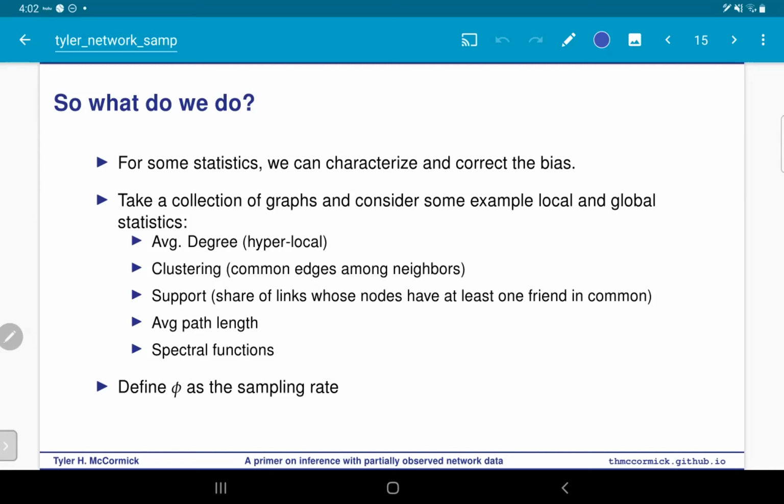Moving up in complexity, in terms of the higher order properties of the network, to things like clustering, which of course depends on common edges amongst the neighbors, to something like support, which is asking what share of links have nodes where at least one of those has a friend in common. So now we need to think about not just the edges amongst the neighbors, but the connections that the neighbors have. And then graph level statistics like average path length and spectral functions. So for all these statistics, we can at least get some direct insights in the induced subgraph and star subgraph context. So I apologize, this is a bit of a change of notation, but we will now represent the sampling rate with this notation.